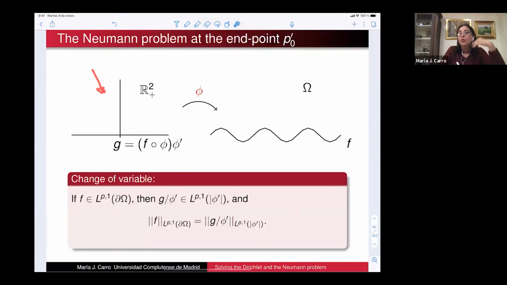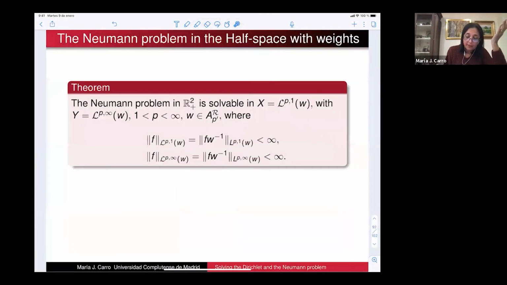We need to solve the Neumann problem for a different type of space, which is just this space that we have defined here. So we have defined the calligraph LP1 of omega, the set of all functions such that when we divide the function by the weight, it is in LP1 of the weight. Then what we did was to solve the Neumann problem in the upper half space, in particular for that space X and for this space, which unfortunately is reasonable.